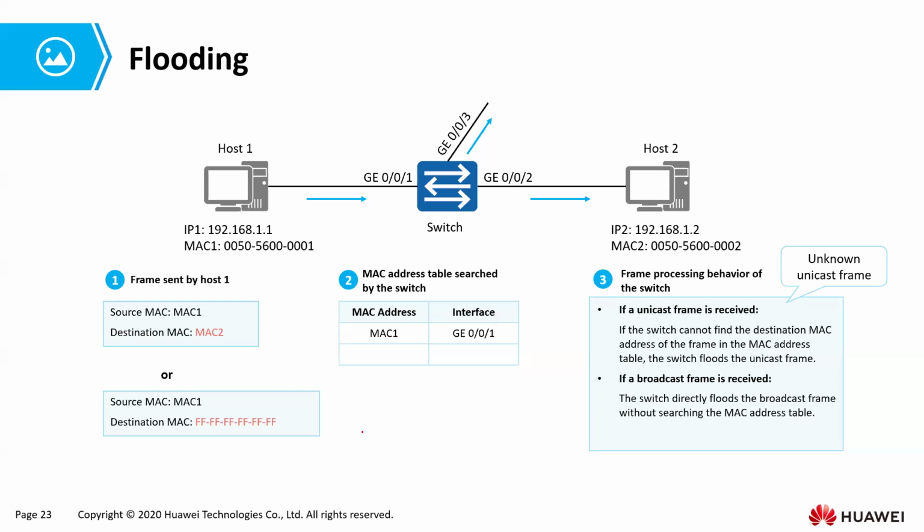Flooding yedu, right, frame sent by host 1, MAC address table searched by switch, frame processing behavior on a switch. If unicast is received, if broadcast is received. Right, flooding yedu, I think key panapa ndo pane ARP request yedu panapa. ARP request yedu, you can see destination yedu panapa inenge iri FFs, meaning it's a broadcast.